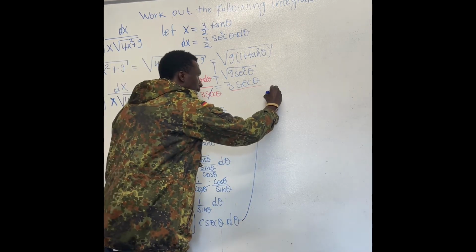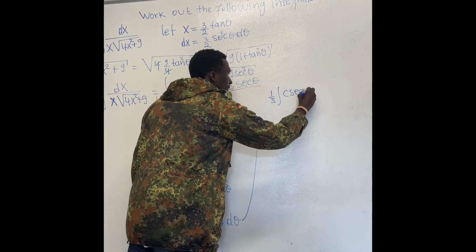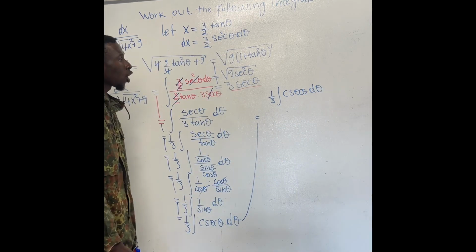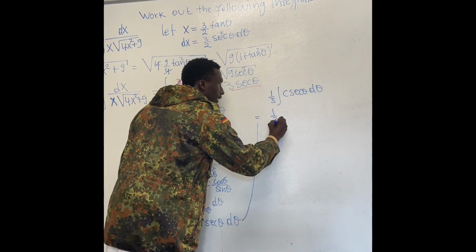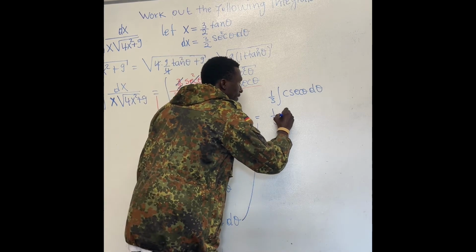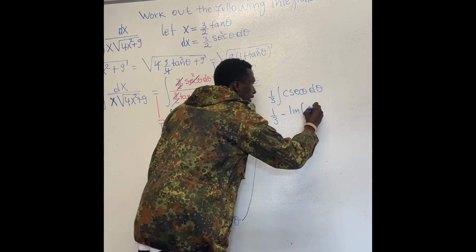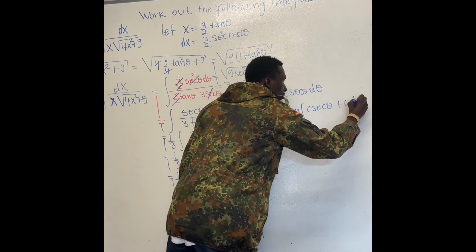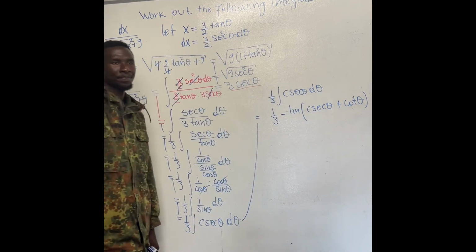I'm going to have 1 over 3 integral of cosec theta d theta. So what is the integral of cosec theta d theta? It's 1 over 3, this one, and this integral is just minus ln of cosec theta plus cotangent theta, and plus c.